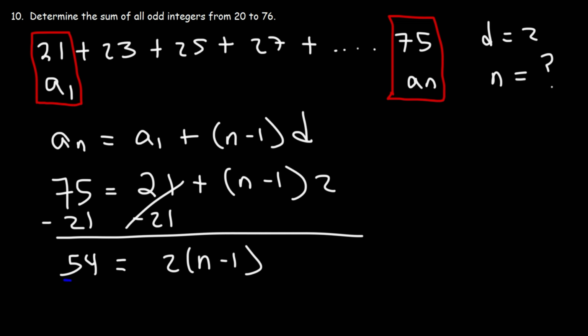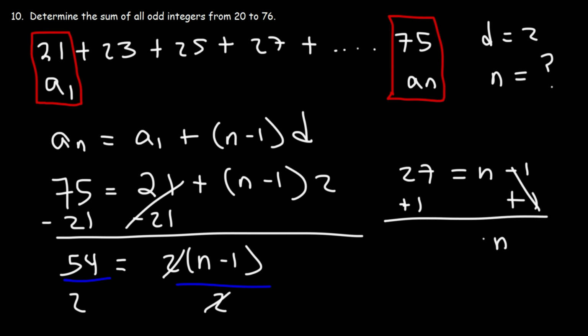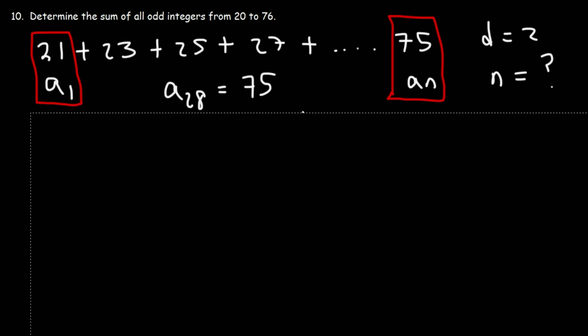Dividing both sides by 2, 54 divided by 2 is 27. So we get 27 is n minus 1. And then we're going to add 1 to both sides. So n is 28. So a sub 28 is 75. So 75 is the 28th term in the sequence.